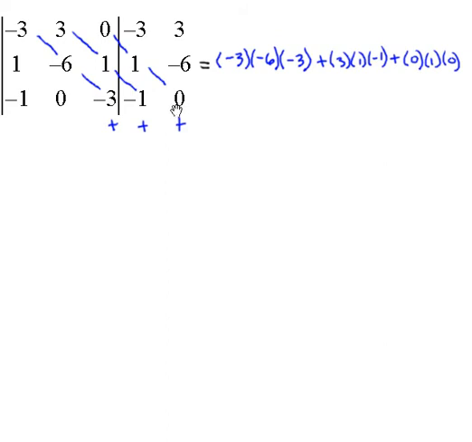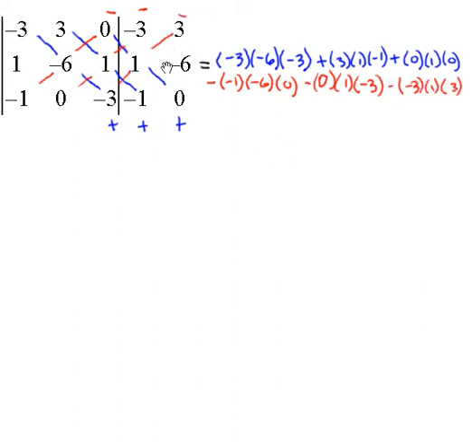Alright, it's time to do the subtracting of the diagonals going up from left to right. Doing that, we are going to start by subtracting negative 1 times negative 6 times 0. We're going to subtract the next diagonal going up from left to right, so that's 0 times 1 times negative 3. We're going to subtract again the next diagonal going up from left to right, so we're subtracting negative 3 times 1 times positive 3. If we simplify all of those numbers, we'll have our determinant, so let's go through and do that.